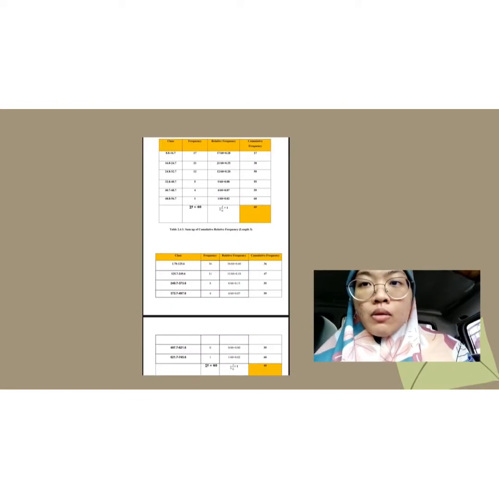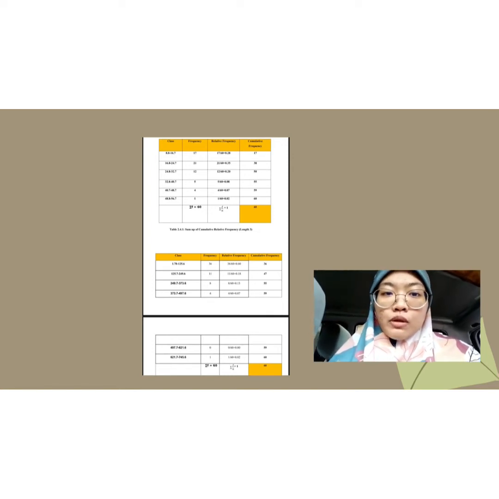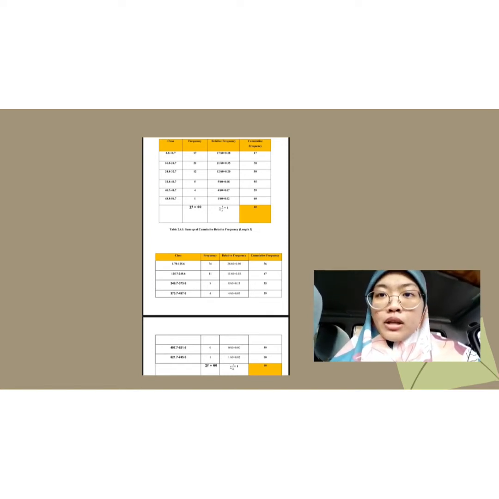Now, I will explain part 2.4, which is cumulative relative frequency. Cumulative relative frequency is the formula that adds the number below. For example, I will explain the table for length.